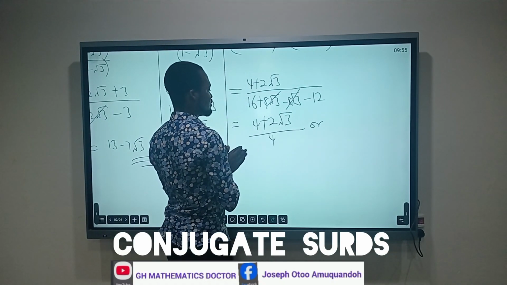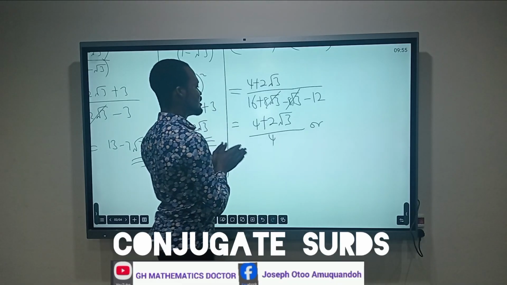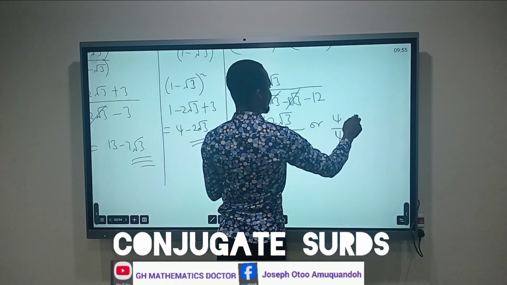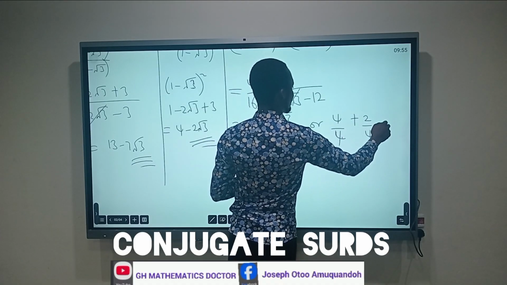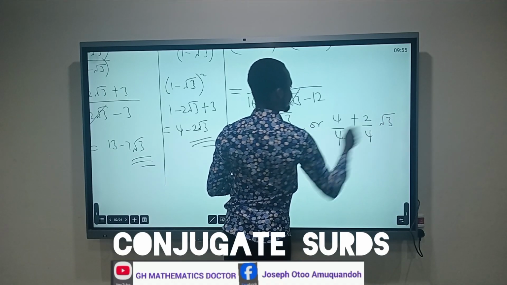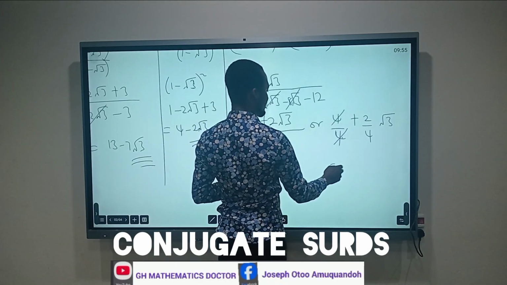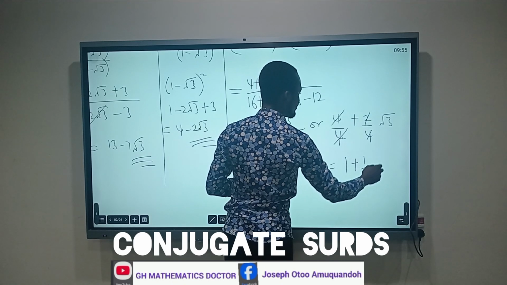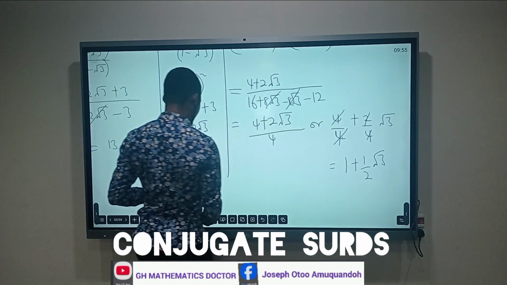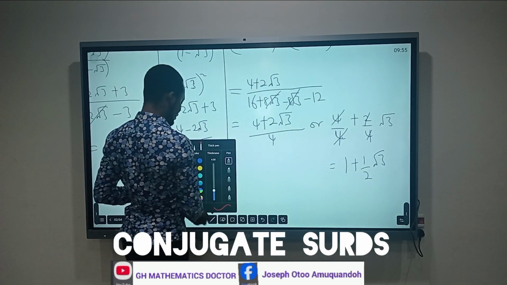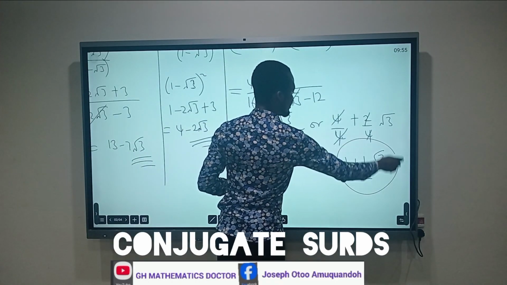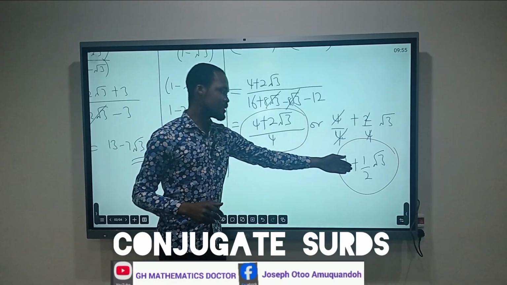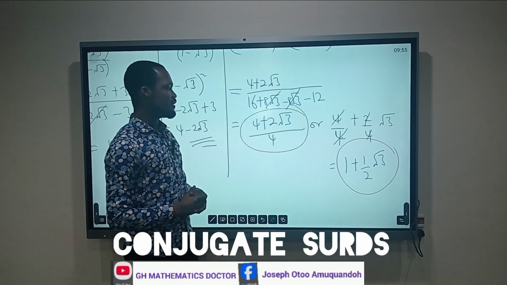Let's simplify this result. We write them in separate brackets. That is 4 over 4, then plus 2 over 4 root 3. So we cancel out this. We have 1 plus, we also cancel out this, 1 over 2 root 3. All right, this is the same as what we have here. This is the more simplified form of the answer that we have here.